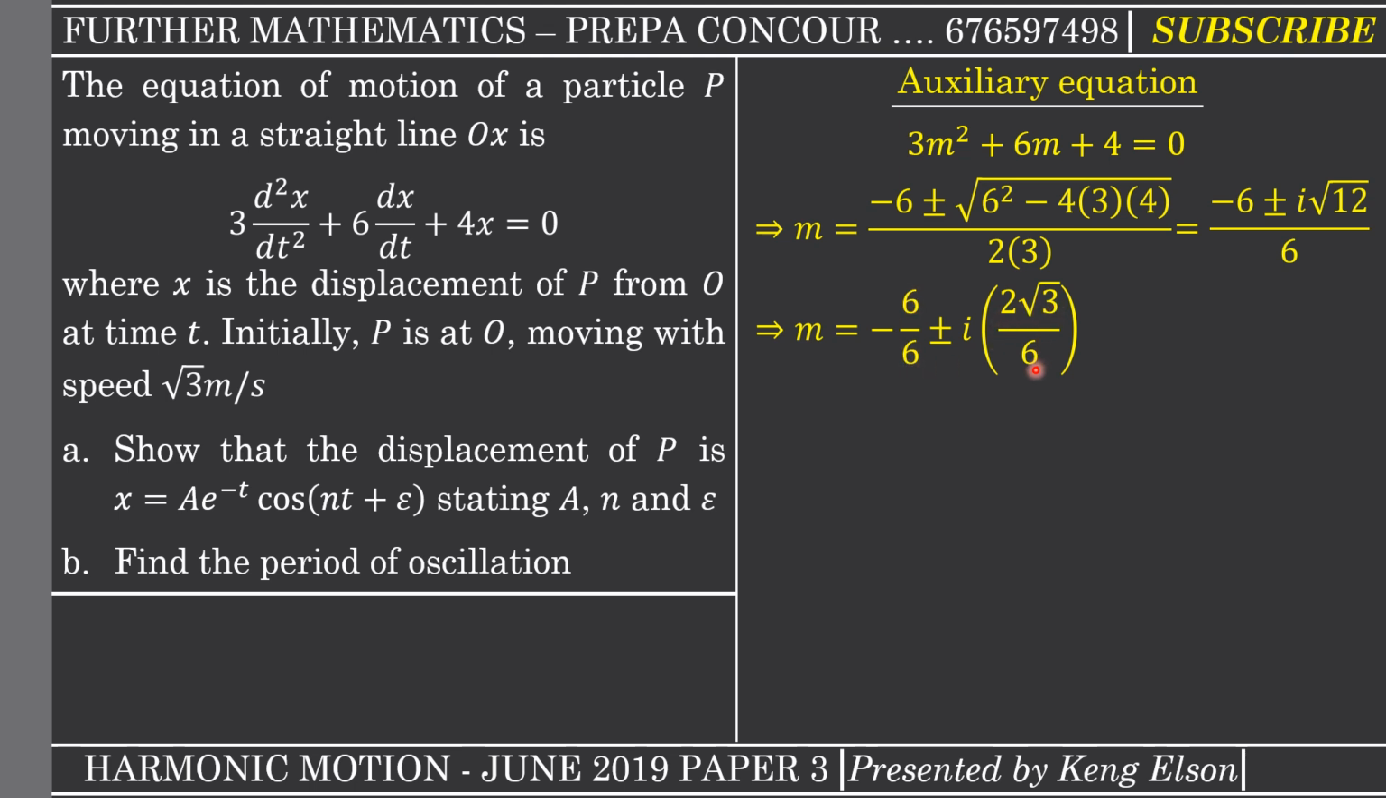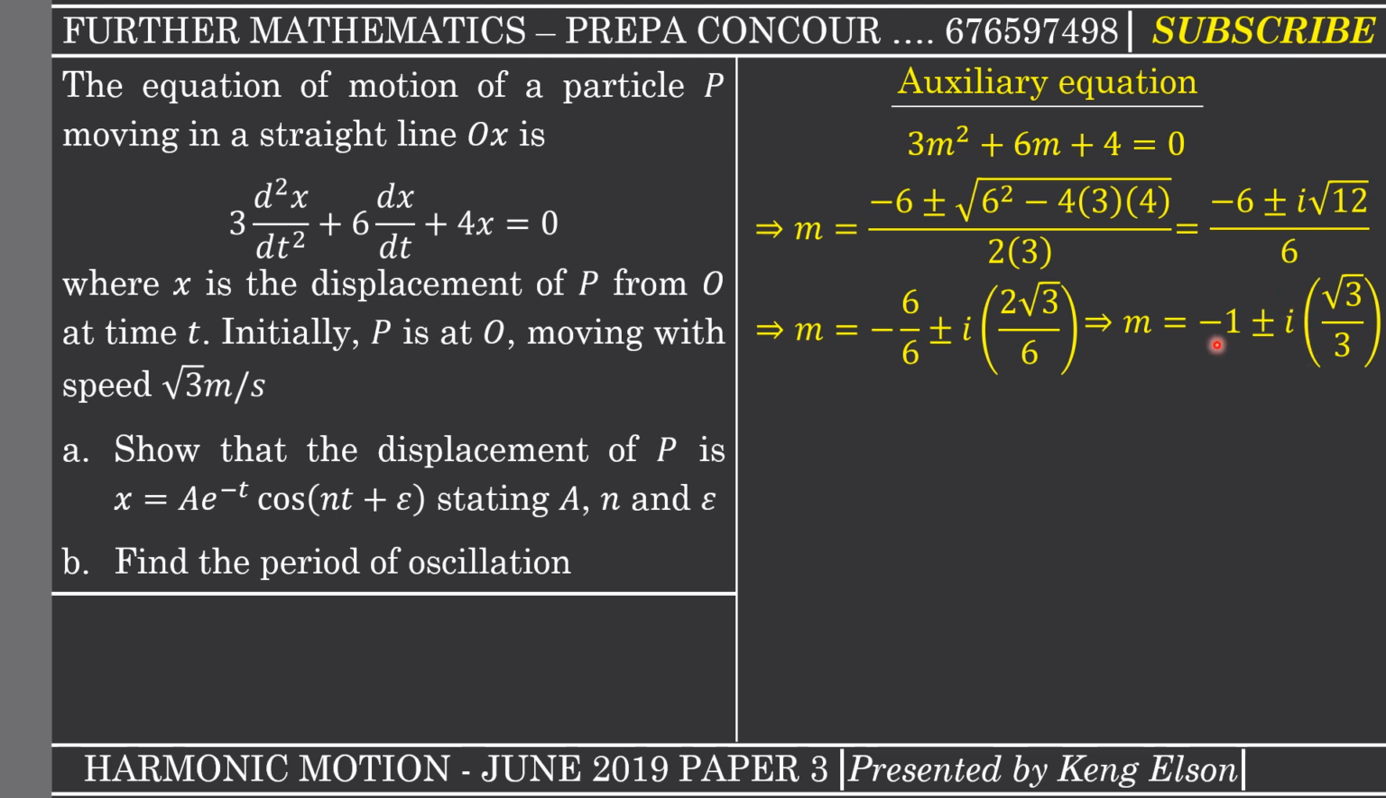2 root 3 on 6 is root 3 over 3, because 2 here 1 time, 2 here 3 times. So it means that my values of m are -1 plus i root 3 on 3, as well as -1 minus i root 3 on 3. So this is a complex solution.